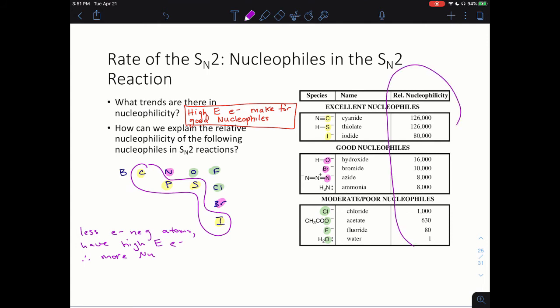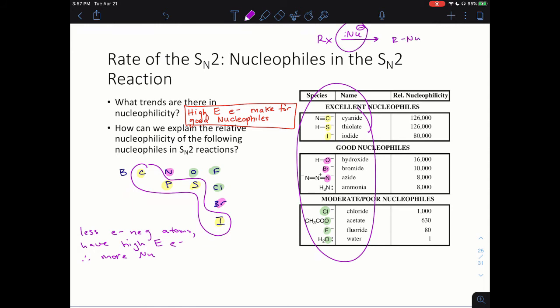Now, all this data here, nucleophilicity, is actually defined as reactivity in the SN2 reaction, and these are relative nucleophilicities. Some alkyl halide was treated with each of these nucleophiles and made the substitution products. The rate was measured, and then the slowest rate, which was the reaction with water, was set to 1, and these are all relative rates. So what we can see is that cyanide is 126,000 times faster in an SN2 reaction than water. Whoa, that's a big difference. Cyanide is a way better nucleophile than water.